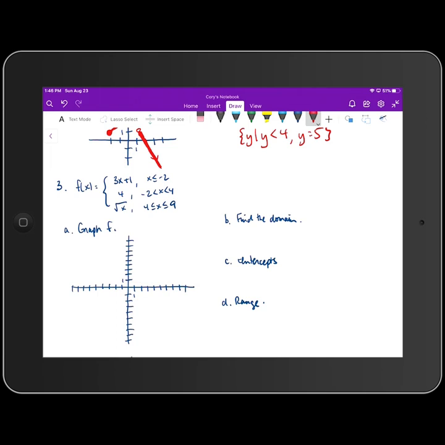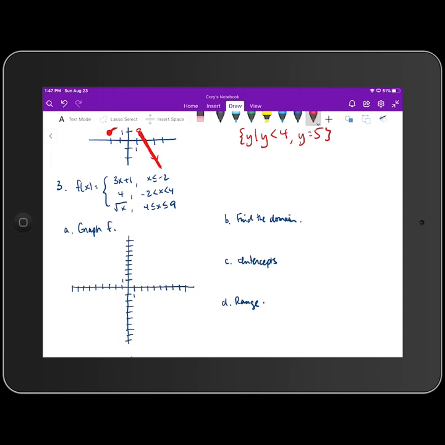The piecewise function f of x is defined as 3x plus 1 when x is less than or equal to negative 2. It's defined as 4 when negative 2 is less than x, which is less than 4. And it's defined as the square root of x when 4 is less than or equal to x, which is less than or equal to 9. Okay, so part A asks you to sketch the graph of f.